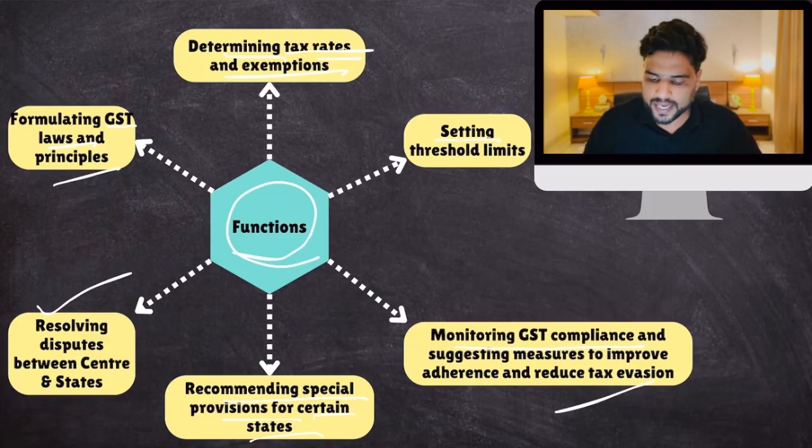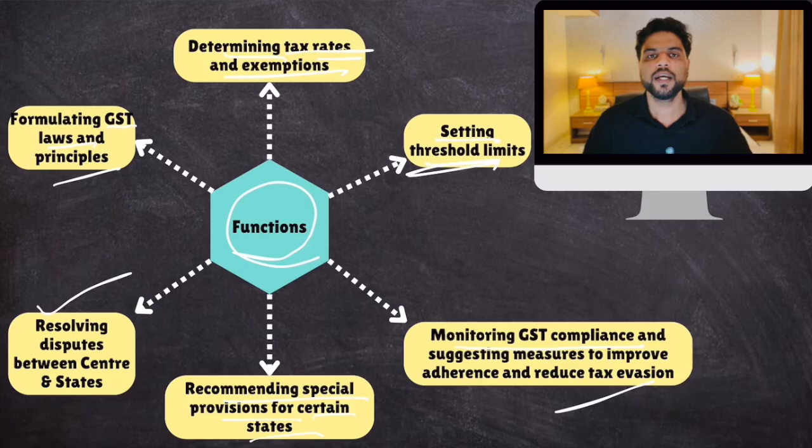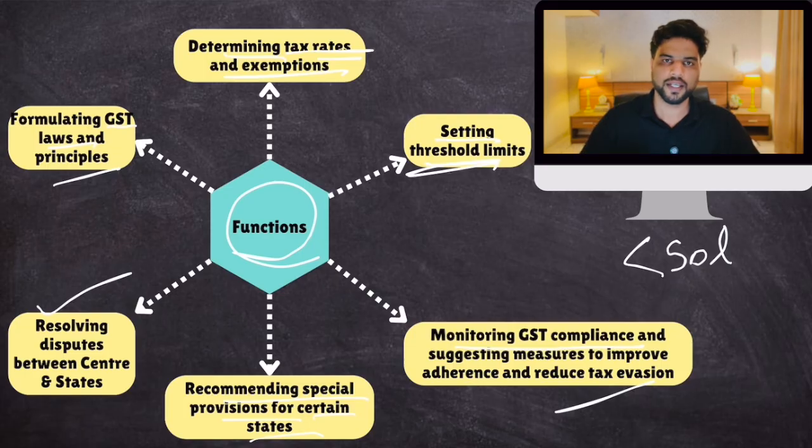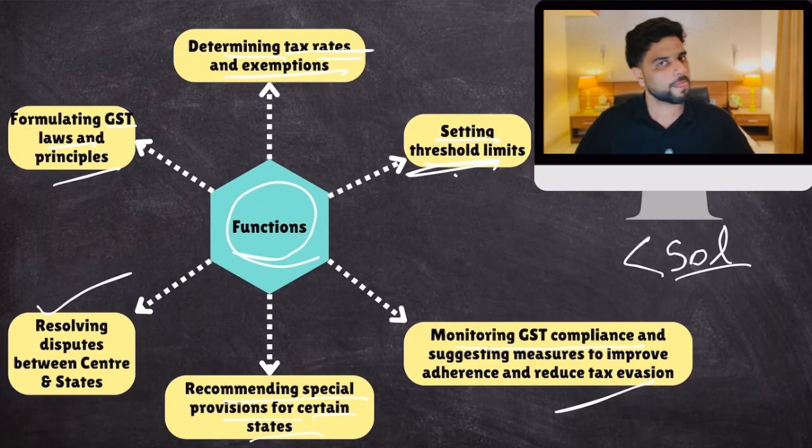Plus, it also sets threshold limits. Okay, you see, there is a threshold. If your annual turnover is less than 50 lakh, then you don't have to pay GST. So what will be this threshold? 50 lakh, 75 lakh, 1 crore, that is set by the GST Council. Simple, okay?